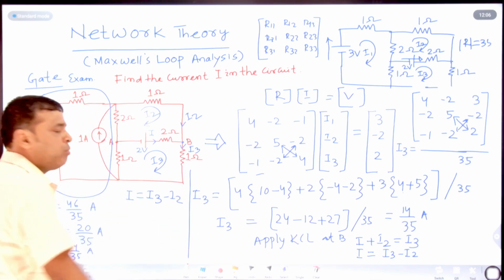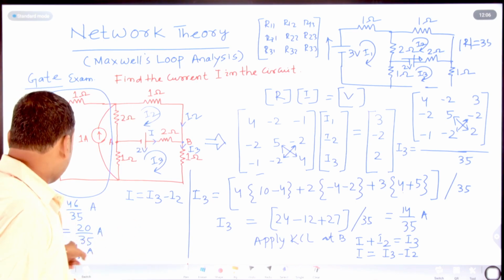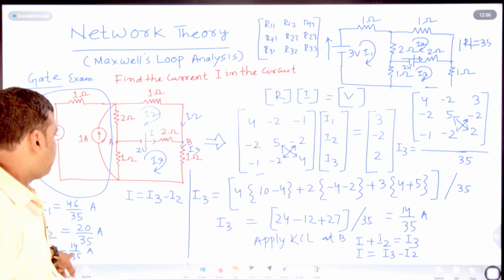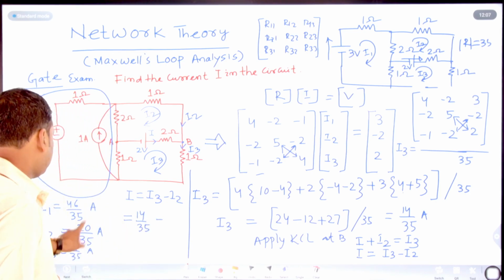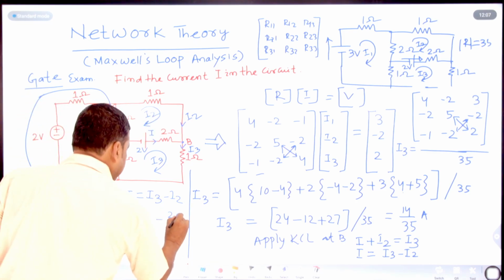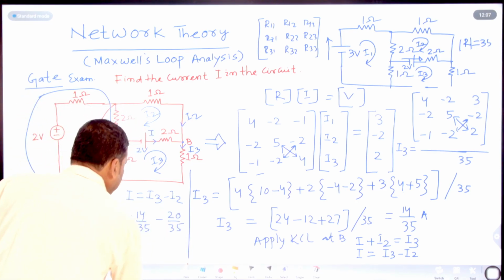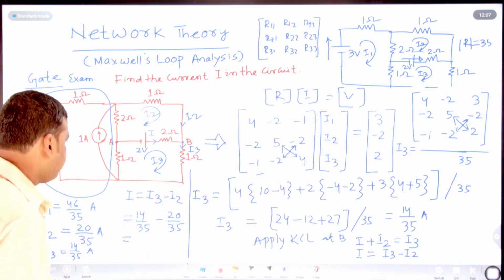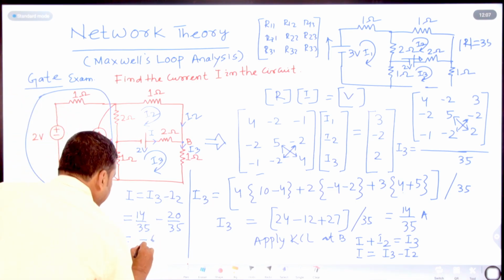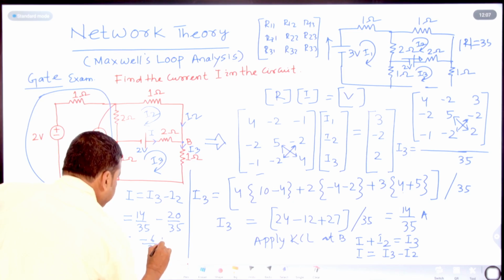Here the I value is nothing but I3 minus I2. So I3 value is how much? 14 by 35 ampere. Here I3 value is 14 by 35 minus I2 value, how much? 20 by 35. That value is 14 by 35 minus 20 by 35, that is minus 6 by 35 ampere.